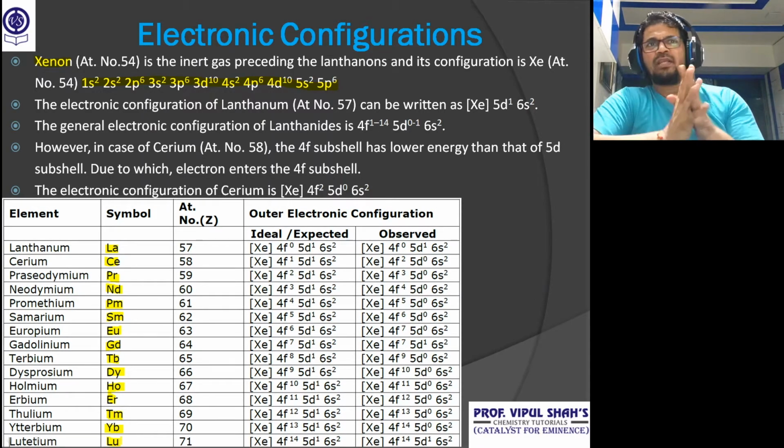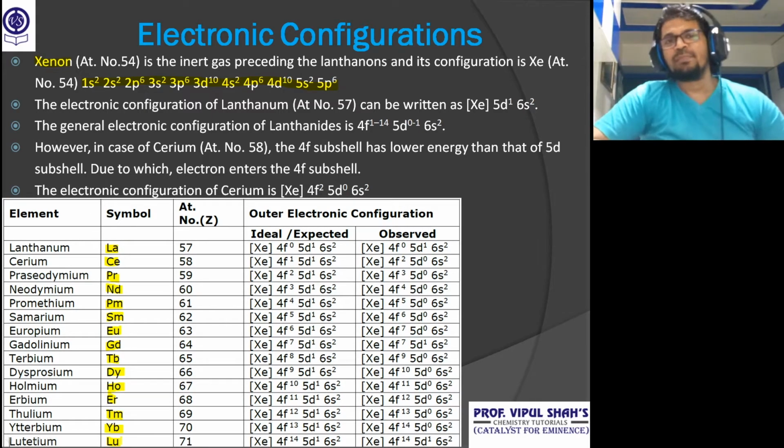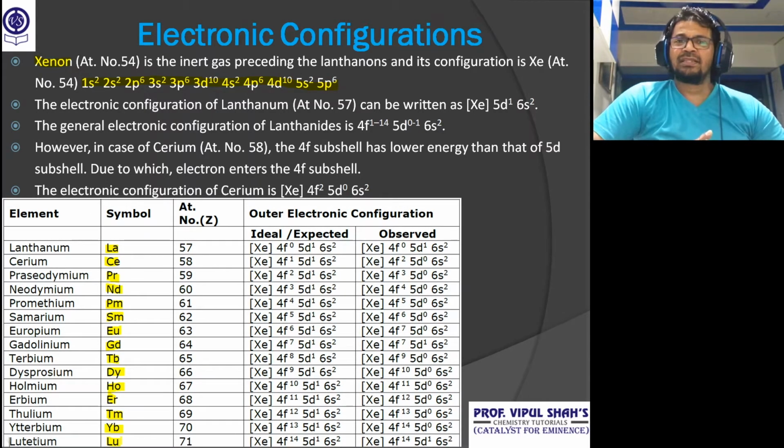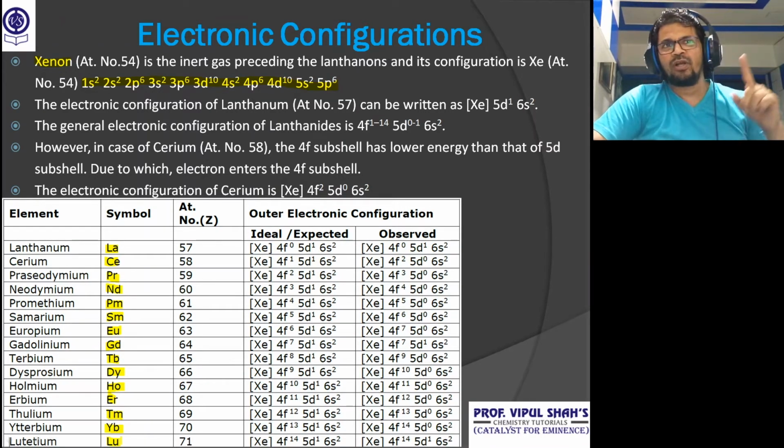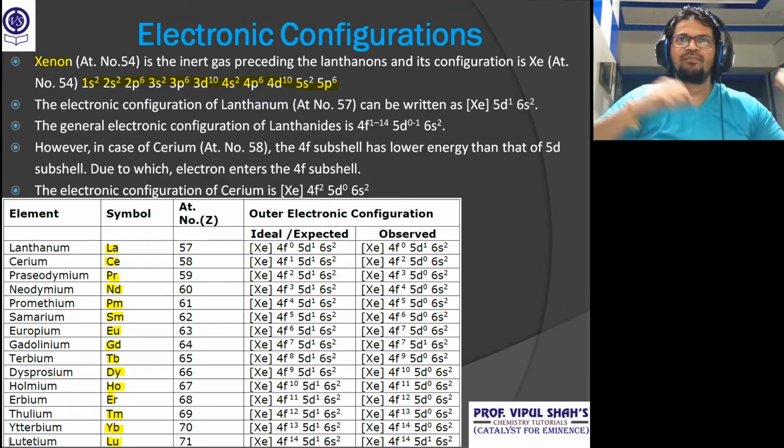Alright. Now come to the configuration. Most important, we are discussing lanthanum only because it has similar properties. Otherwise, lanthanum as such is not an f block element. Lanthanum is a d block element. Only because of similar properties we are considering it. Now we have two configurations. One is the ideal or expected, as per the Aufbau principle. And second, the observed, which is actually what we see.